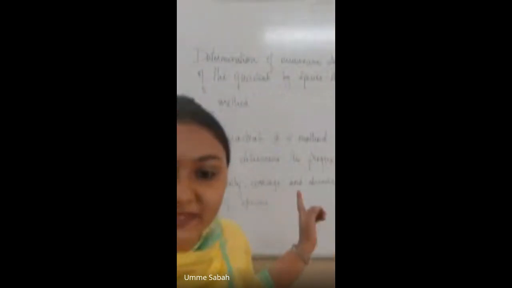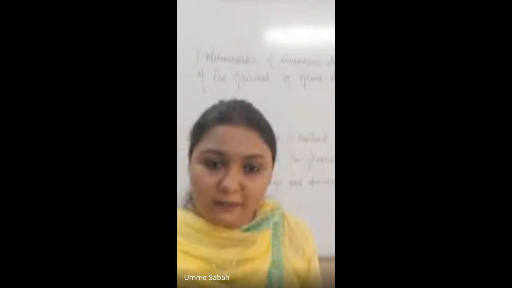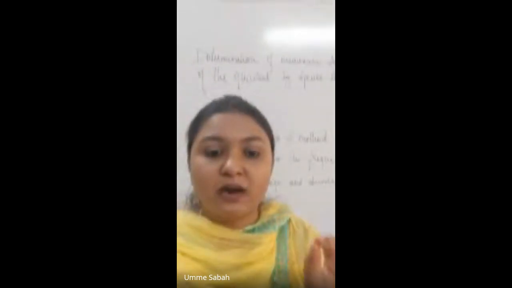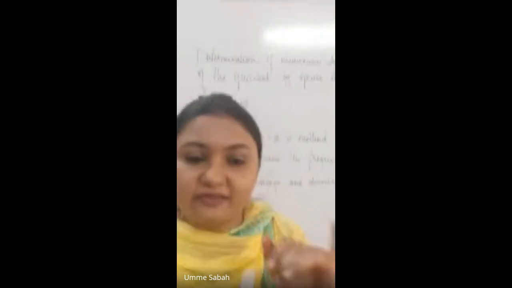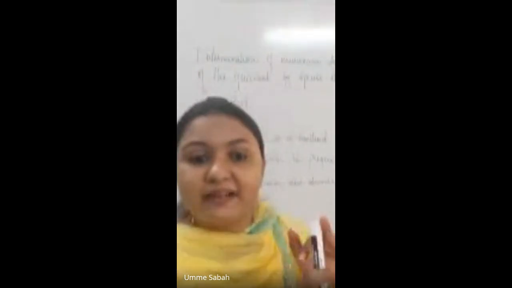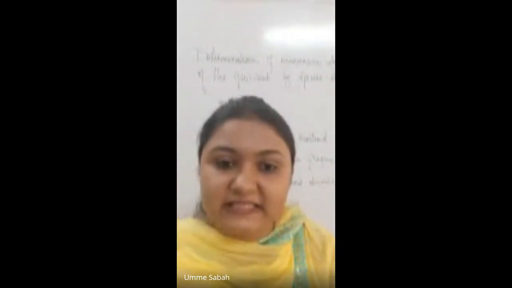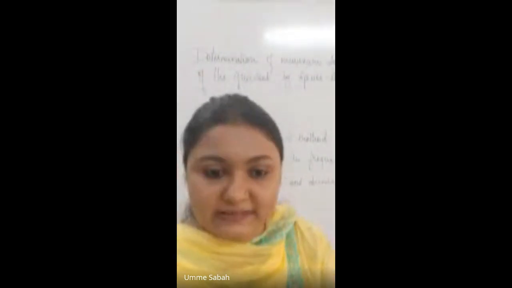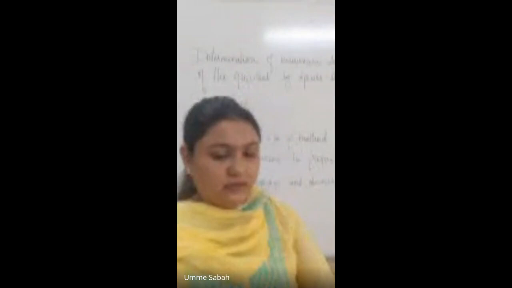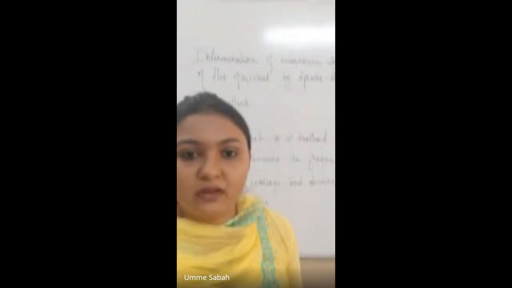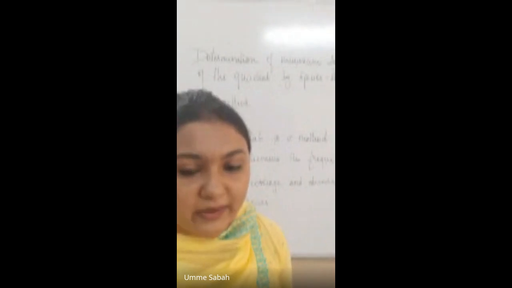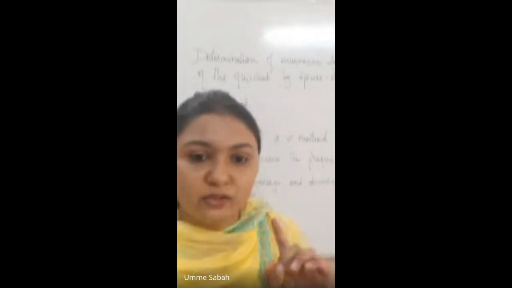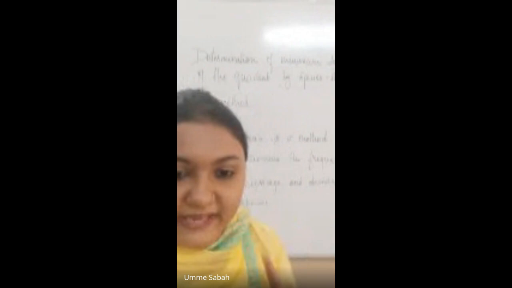I hope this definition is written in your copy notebook. If it is not, please write it. Quadrat is a method to determine the frequency, density, coverage, and abundance of species in the study area. If it is done, I am erasing it so that I can explain with an example on the board.